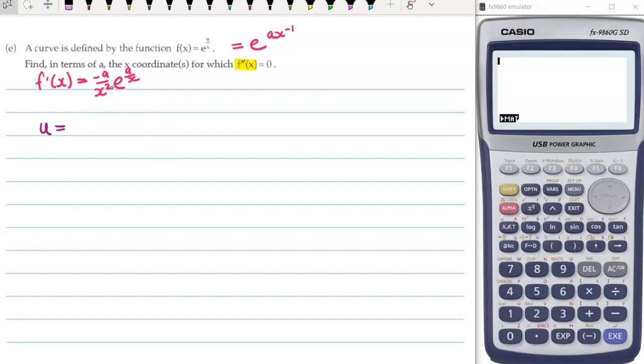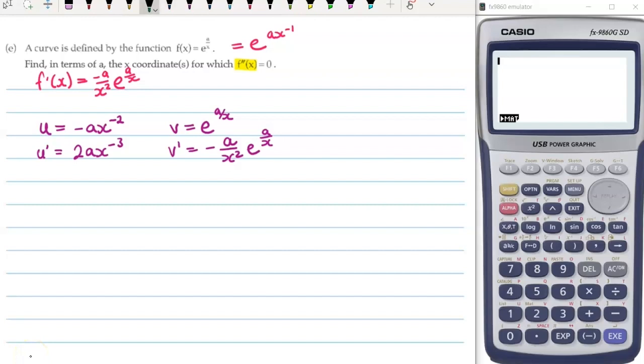We've got our first term is minus ax to the minus 2, and the second term is e to the power of a over x. So if I differentiate u, we get 2ax to the minus 3, and differentiating v, well, we did that already. This is just the same as what we had in our first function here. So that'll be minus a over x squared e to the a over x. Be careful, make sure your a's look like a's and not 9s.